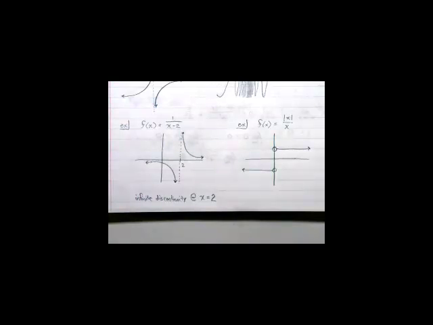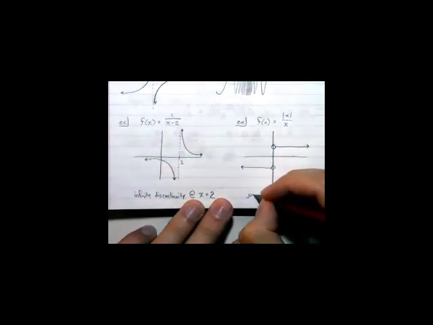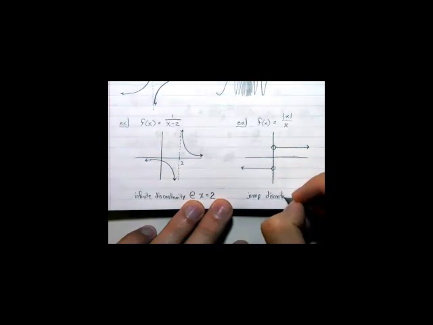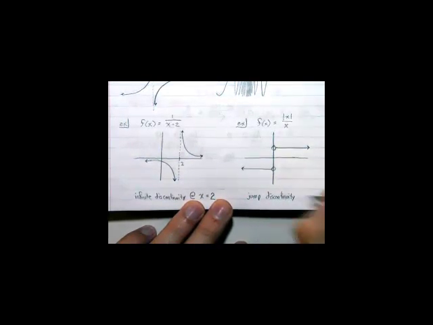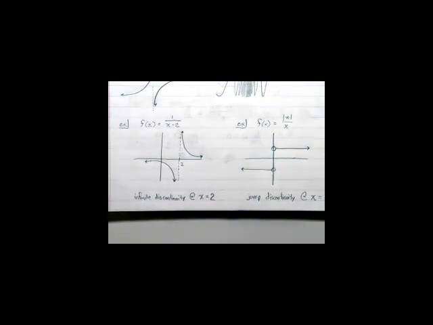But your graph on your calculator should have looked like 2 lines coming to the axis and stopping, right? When you did this one. So what type of discontinuity are we looking at for this one then? That's definitely a jump. So we got a jump discontinuity at x equals 0 for that one.